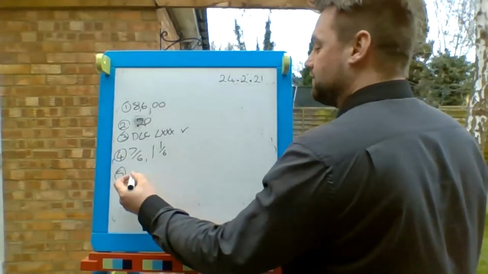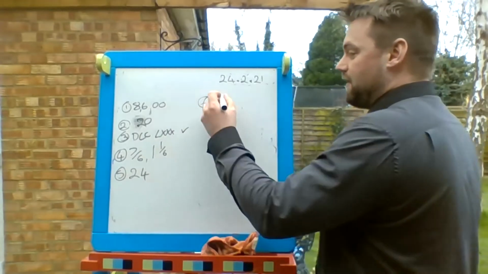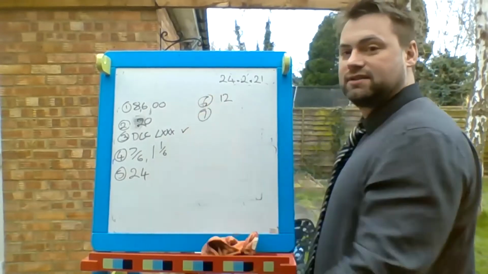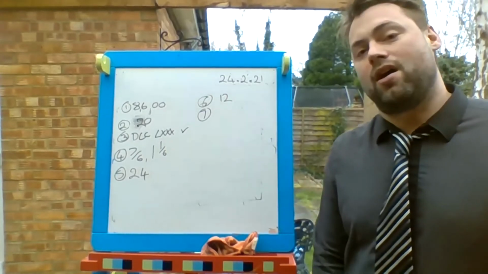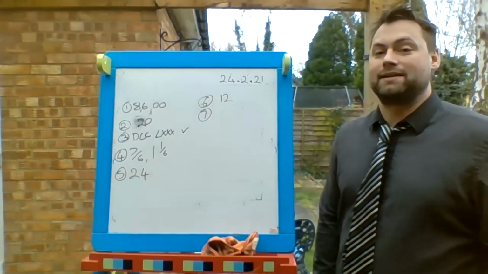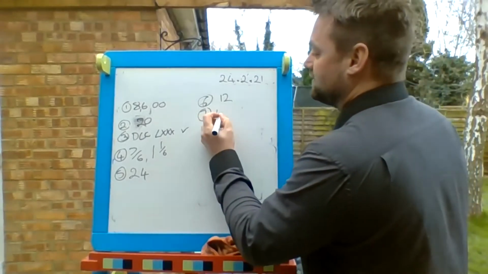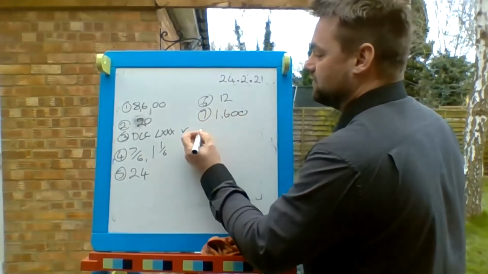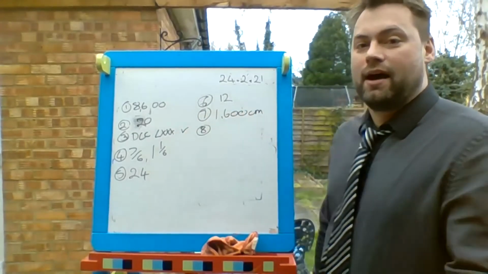Question 5, 6 times 4 is 24. Question number 6, 60 divided by 5 is 12. Question 7, what is 16 meters in centimeters? So there are 100 centimeters to every meter. So we need to multiply 16 by 100 to give us that conversion, which is 1,600 centimeters.